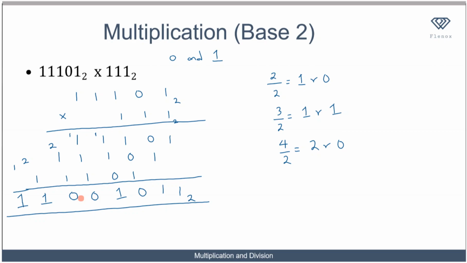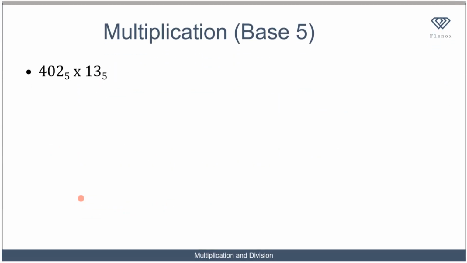Now let's try to solve another example in another base. So how do we do this? Let's say in base 5. The idea is really the same thing, so I want you to just concentrate so you can figure it out if you have not. So let's start out. You have 402 in base 5 times 13 in base 5. So we write that out normally.